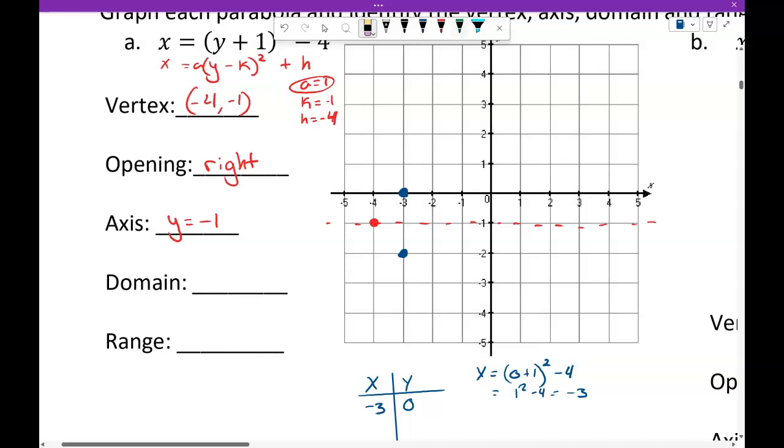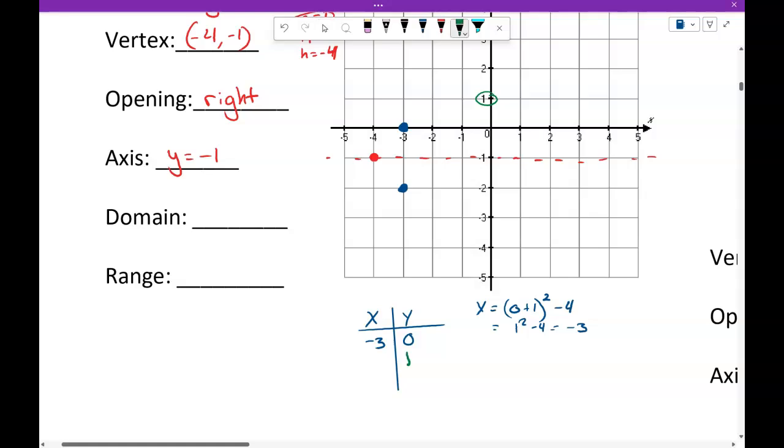So now we can go ahead and find a second point. Well, we just kind of can keep going up. Since I already did x, y is 0, now what if y was 1? We can solve. 1 plus 1 squared minus 4. 2 squared minus 4 equals 0. So we have the point 0, 1.